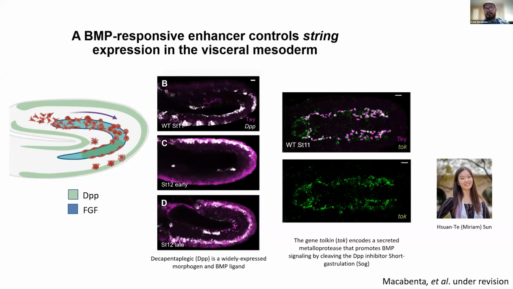And we identified this gene encoded by tolloid-related, TOC, that supports expression of this metalloprotease that is secreted and promotes BMP signaling by cleaving short gastrulation, which is an inhibitor of DPP-mediated signaling. So what TOC does is it cleaves SOG, frees DPP ligand for downstream binding to thickveins receptor, thus allowing BMP signaling to occur. And a lot of the initial work that was done characterizing TOC was performed by this talented undergraduate student named Miriam, who is now currently a grad student at Stanford.